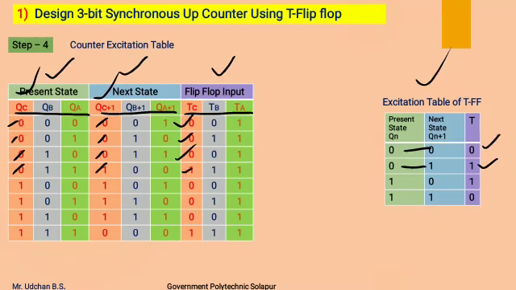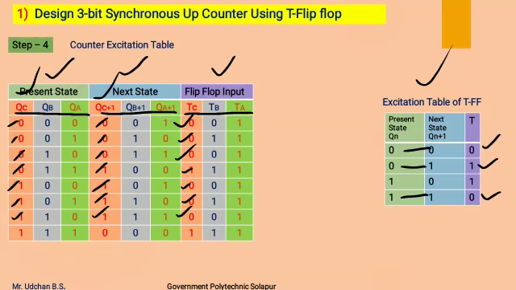After that QC is 1, QC plus 1 is 1. Now I will observe the excitation table. When present state is 1, next state is 1, then T input is 0, so TC is written as 0. For next QC is 1, QC plus 1 is 1, therefore TC input is 0. For next QC is 1, QC plus 1 is 1, therefore its TC input is 0.